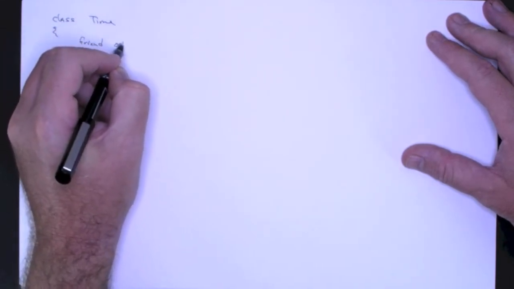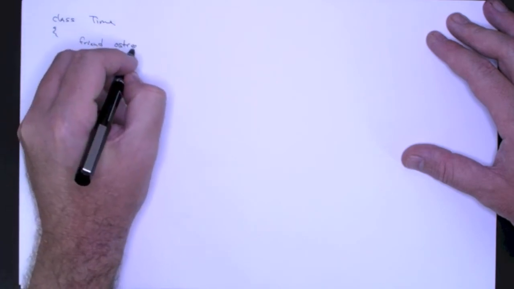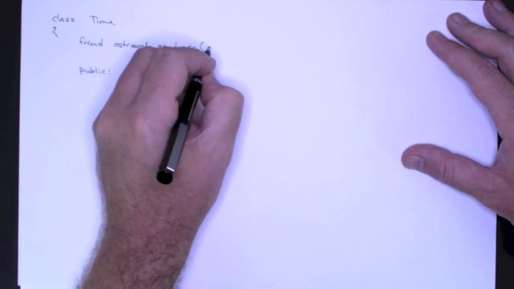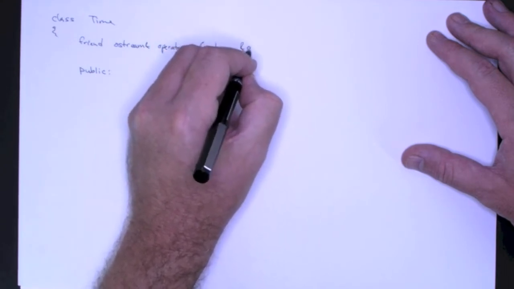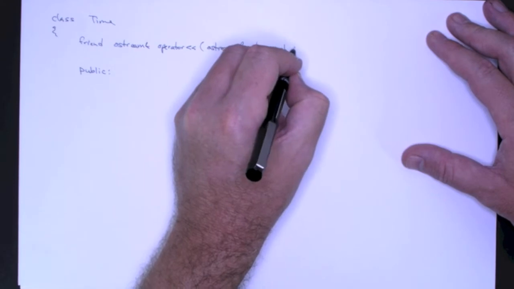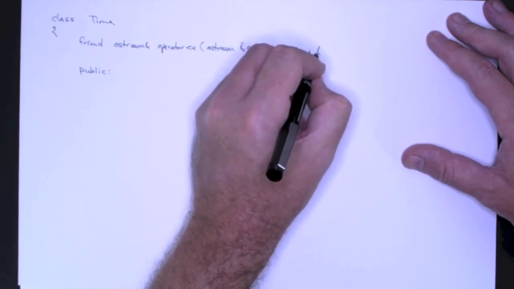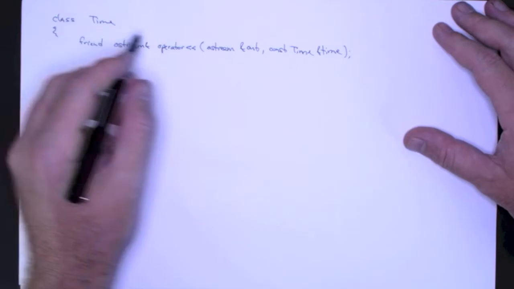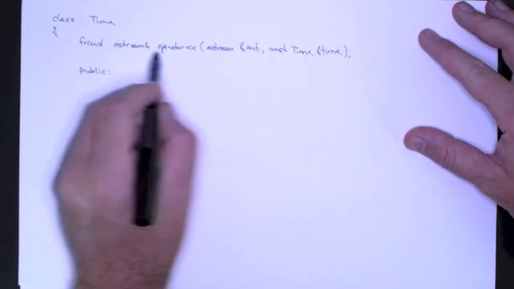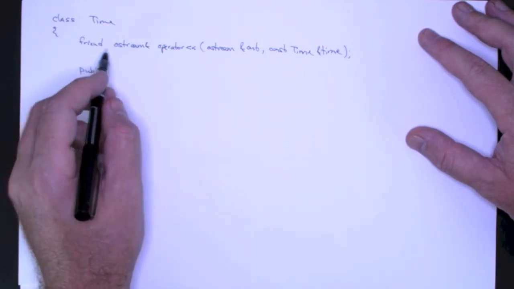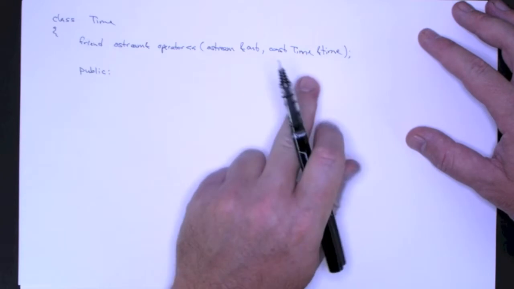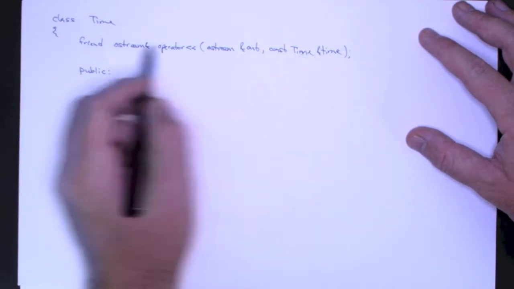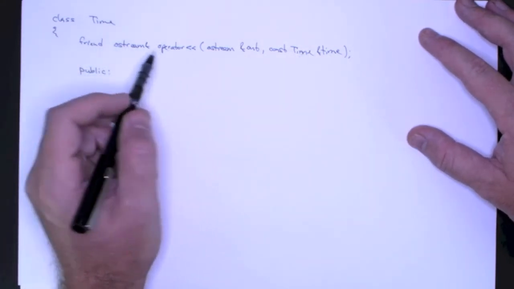So let's do the stream insertion operator first. Okay, so there's the definition for our stream insertion operator for inserting time objects. And you know, this is a template. You're going to do this exact same thing for every class. The only thing that will change will be the type and then the name of the parameter right here. But this is going to look the same for every overloaded stream insertion operator for every class.